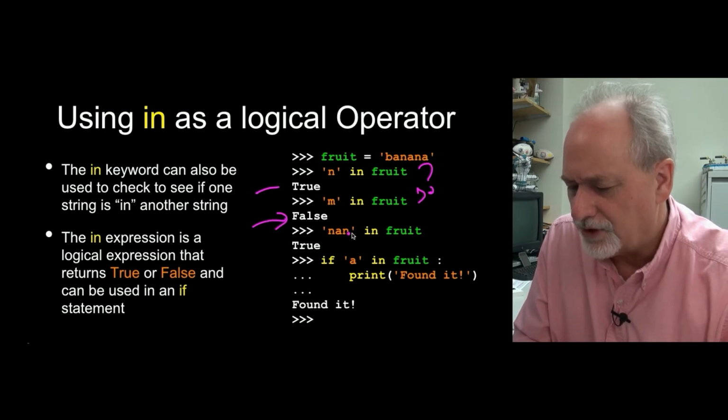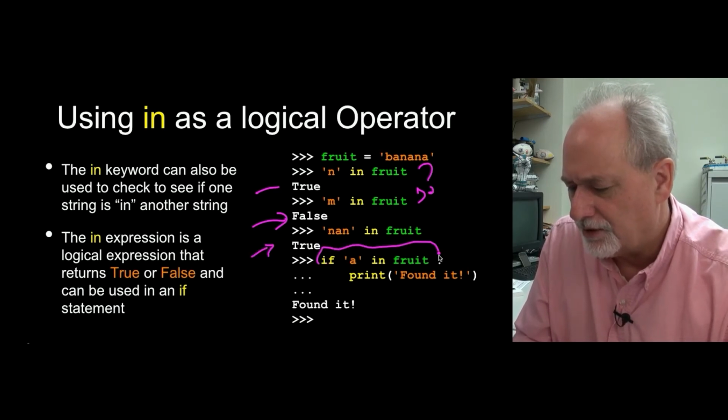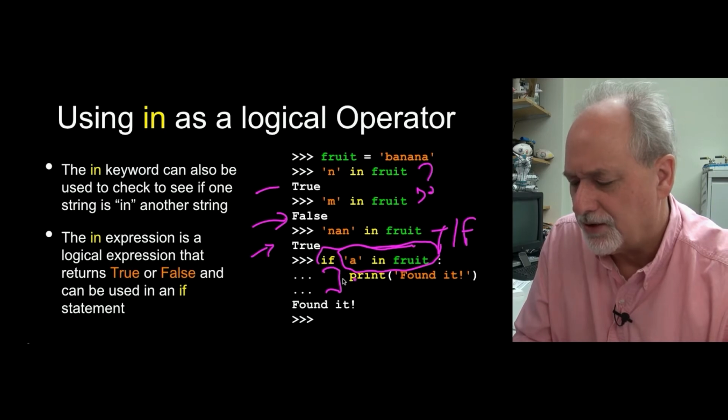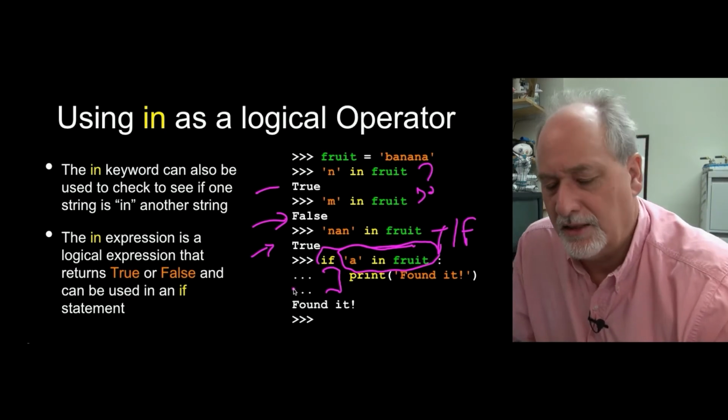Is nan in fruit? It doesn't have to be a single character, it can be more than one character, and the answer is true. And then you say something like, if A in fruit. This is the logical value that returns a true or a false. And yes, we found it. So that becomes true in this particular case, so it runs the little indented bit.